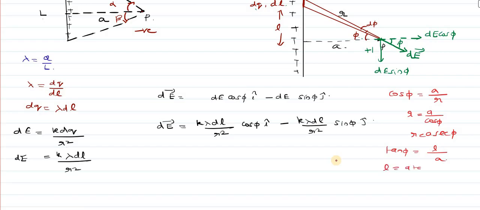So L equals A tan phi. I need dL. In this expression, R I found it, dL I need to find. So dL will be equal to A secant square phi d phi. Correct? Tan phi differentiation is secant square phi d phi. Correct? Everything in terms of phi we got it. Now you go back to the expression and substitute it.